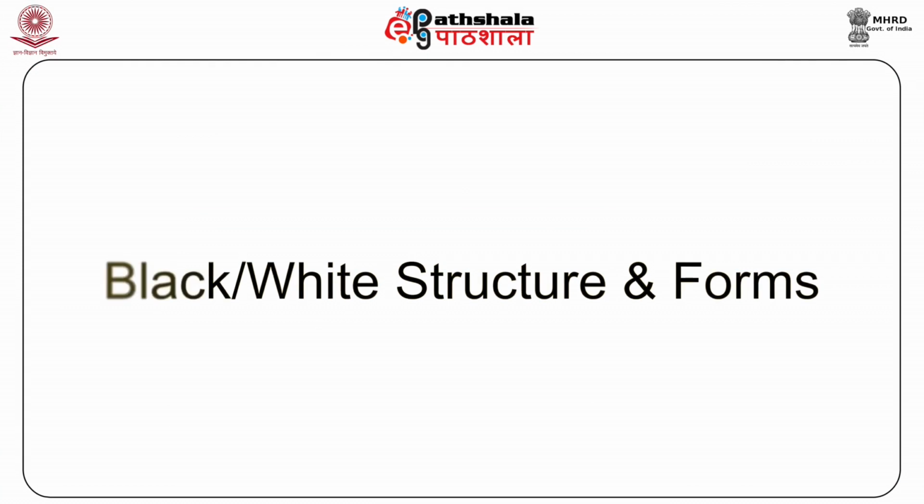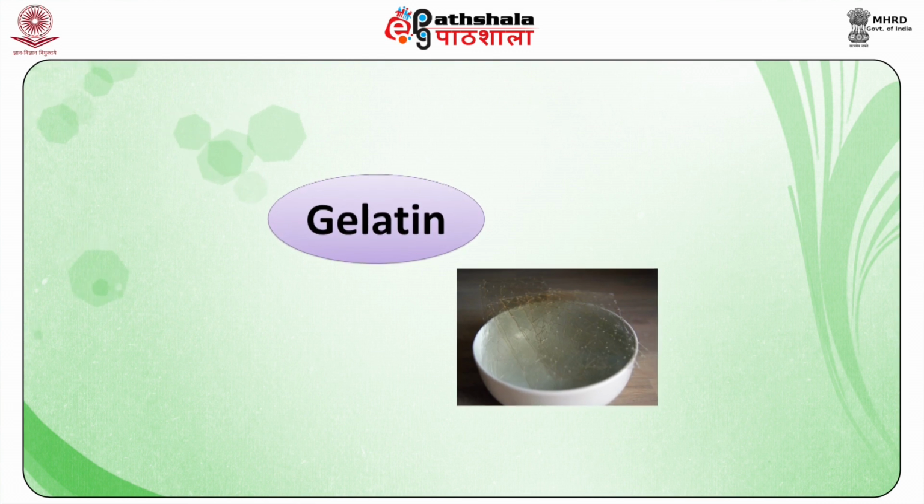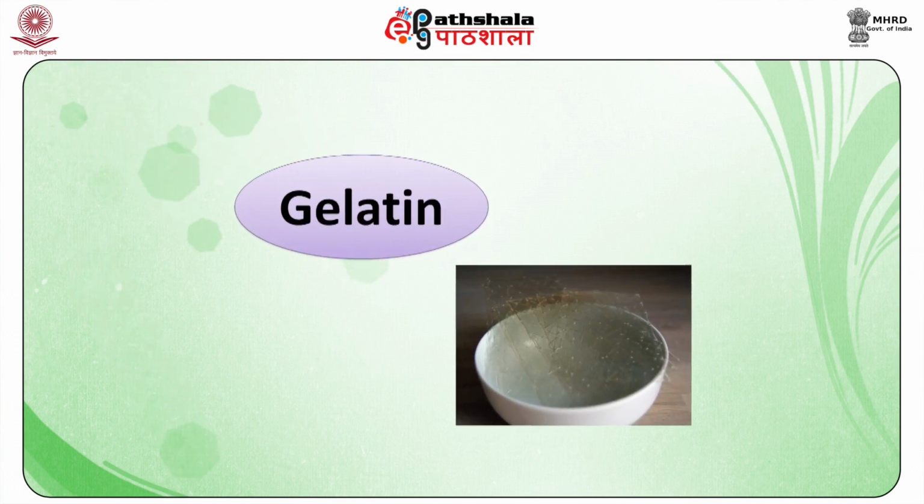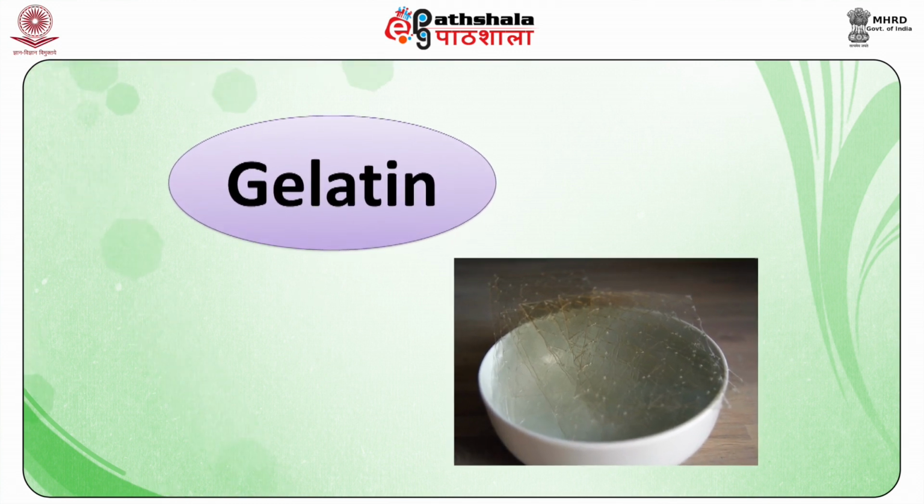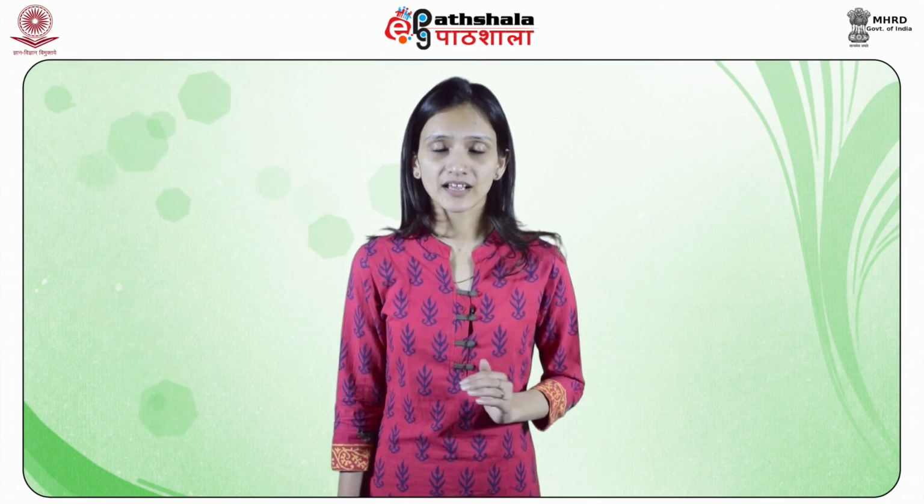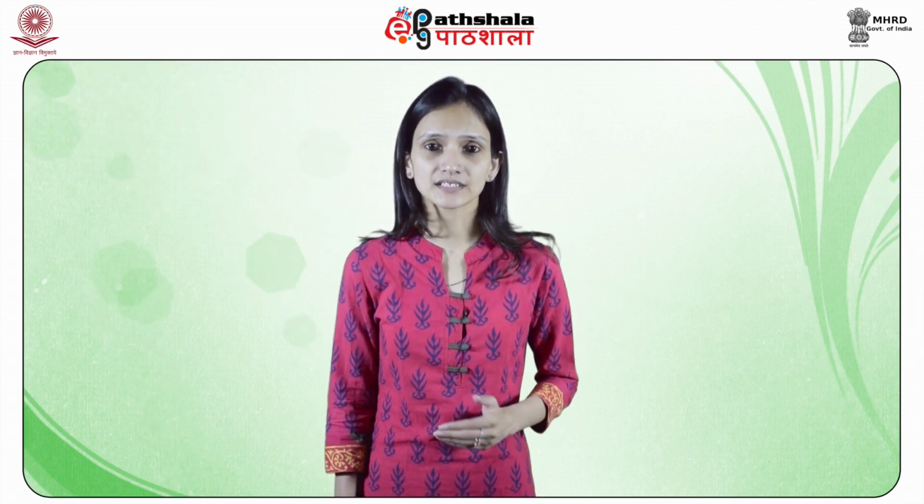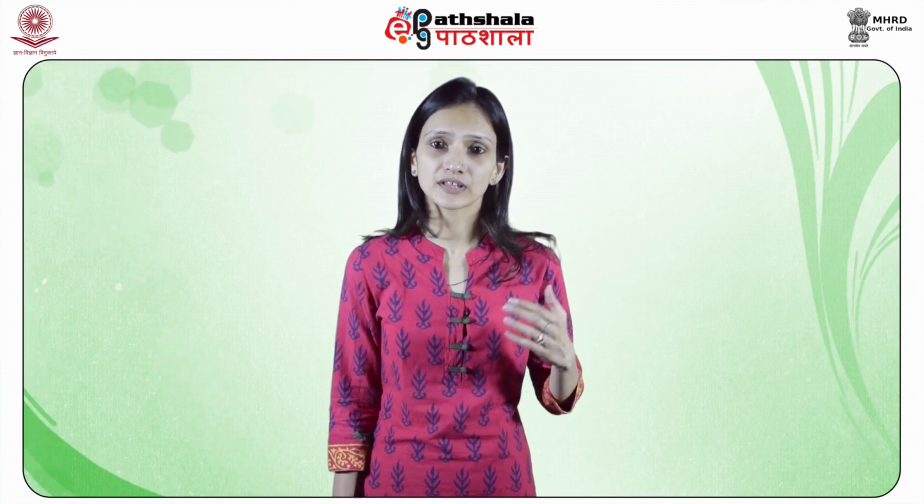Black and white structure and forms. A super coat of gelatin a few micrometers thick, where 1 micrometer is 0.001 millimeter, protects the emulsion from scratches and abrasion marks. The emulsion layer, silver halide suspended in gelatin, is usually 9 to 12 micrometers thick but may sometimes reach 25 micrometers. A substrate or subbing layer promotes adhesion of the emulsion to the film base.